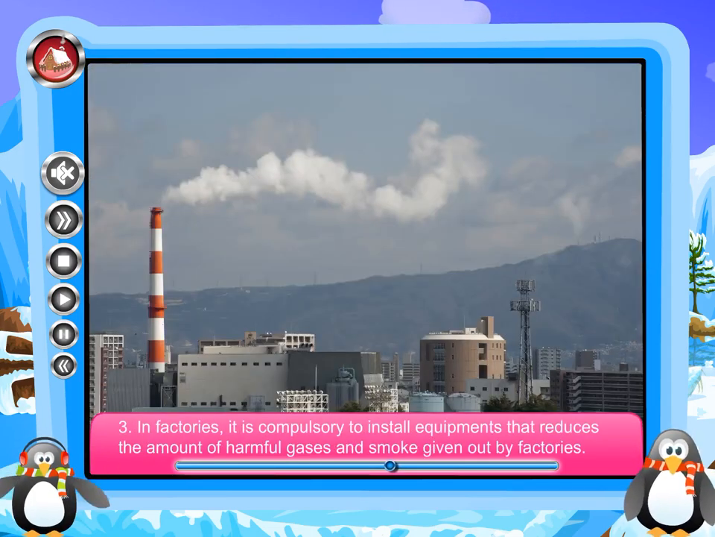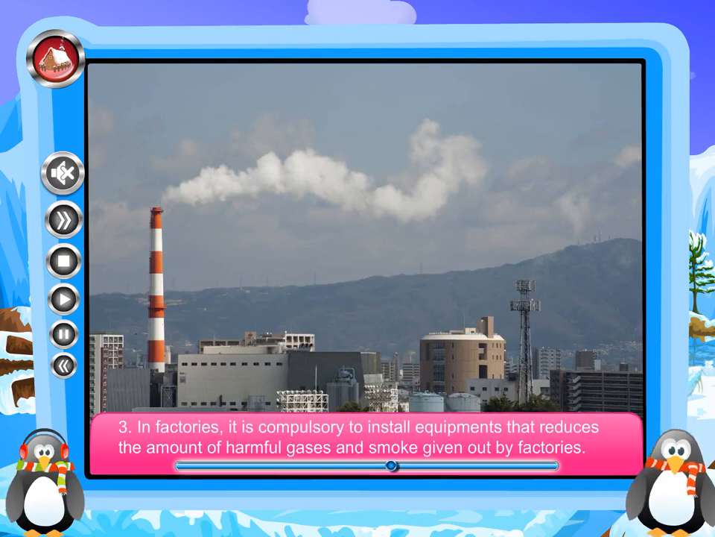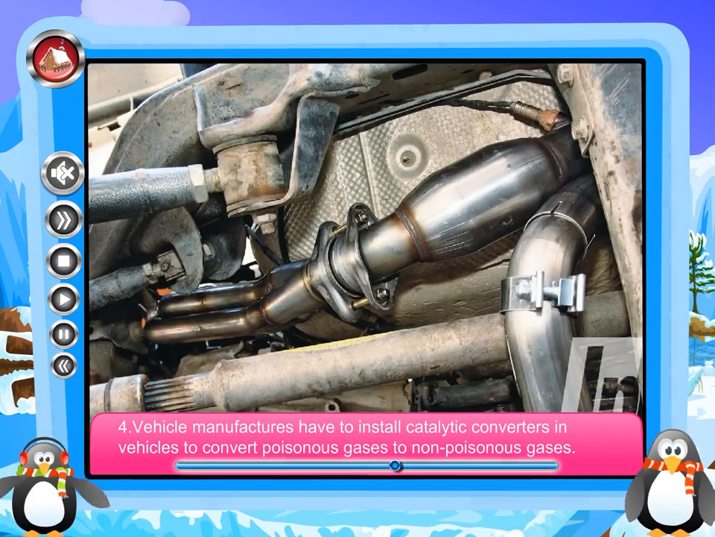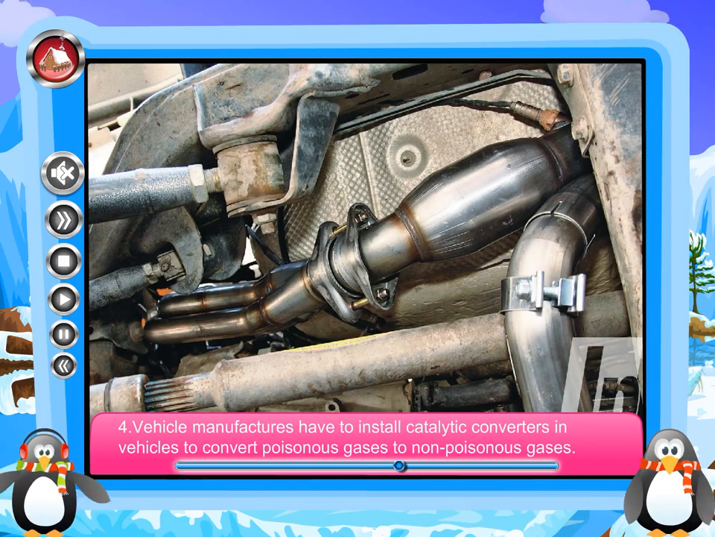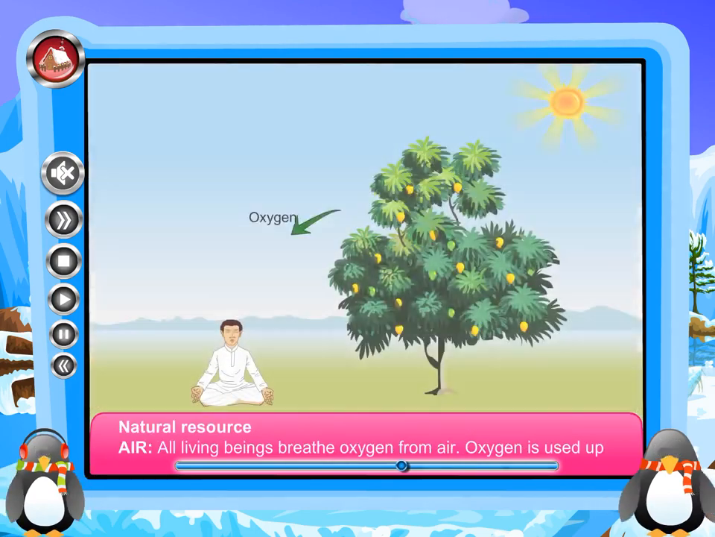In factories, it is compulsory to install equipment that reduces the amount of harmful gases and smoke given out by factories. Vehicle manufacturers have to install catalytic converters in vehicles to convert poisonous gases to non-poisonous gases.